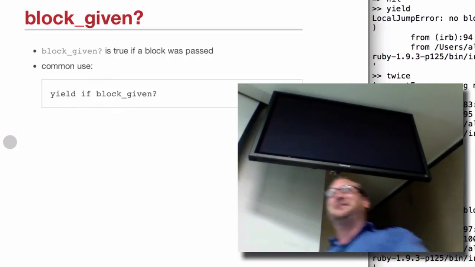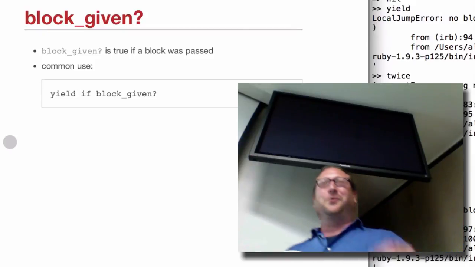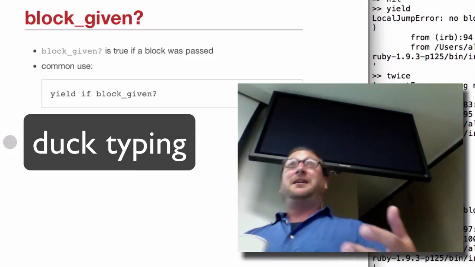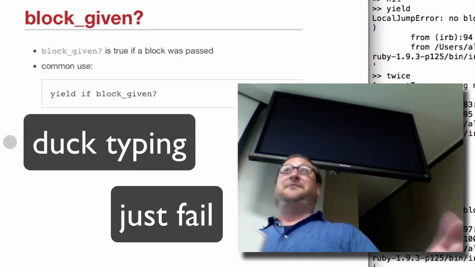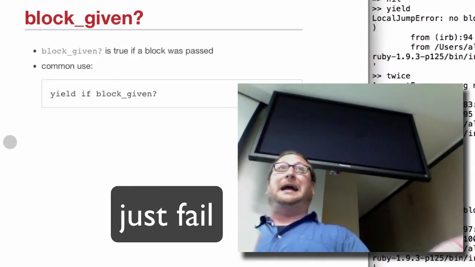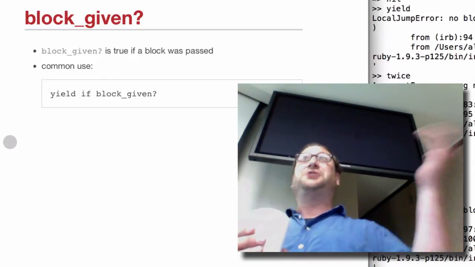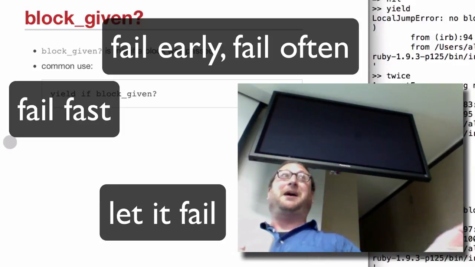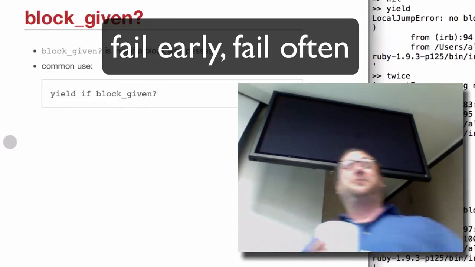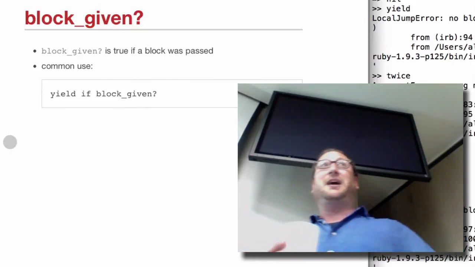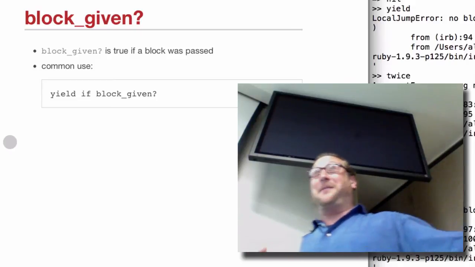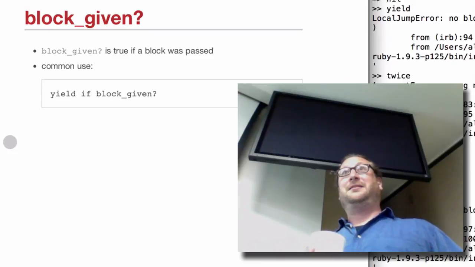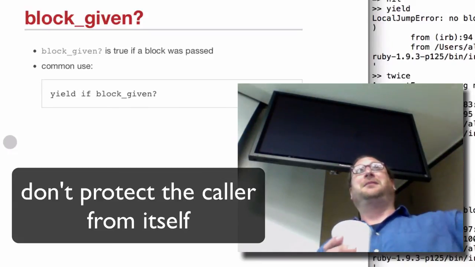This answers the implicit question that Roy had before, which is, what if you didn't pass a block? In the spirit of duck typing, usually you should just fail. If you're supposed to be passed in a block, and the caller didn't pass in a block, you should let it fail. Fail fast, right? Fail early, fail often is the motto of a Ruby programmer, right? You want the runtime errors to happen because that's kind of all you got. It helps the programmer, right? It helps the caller if the receiver fails with bad data. You don't want to protect the caller from himself.